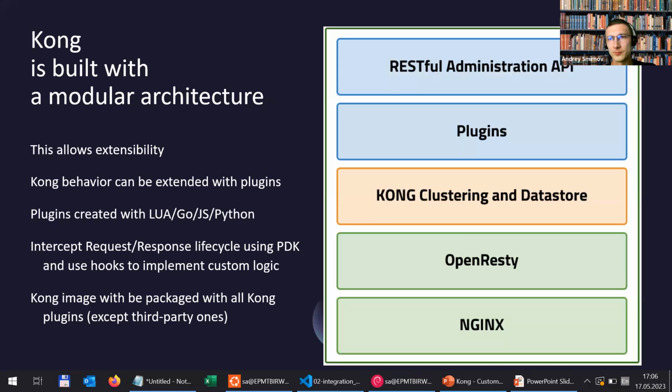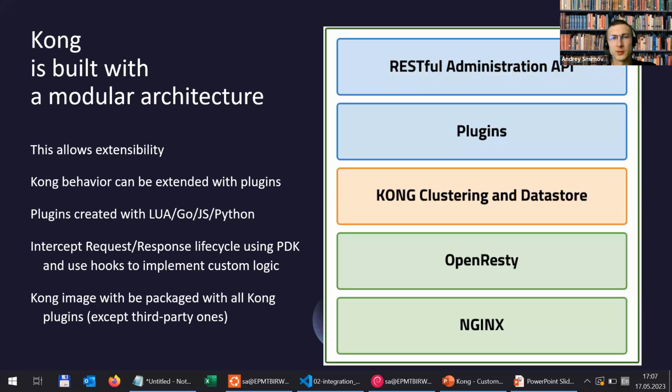And as I already mentioned, Pongo is built with a modular architecture, and the core of it is in Jinx. Then the OpenResty library is the next layer, then Pongo clustering and data storage. The next layer, plugins, allows us to extend the existing functionality and adjust the behavior of the Pongo API gateway. And above all of this, we also have a RESTful administration API, which allows us to manage Pongo configuration and Pongo objects.